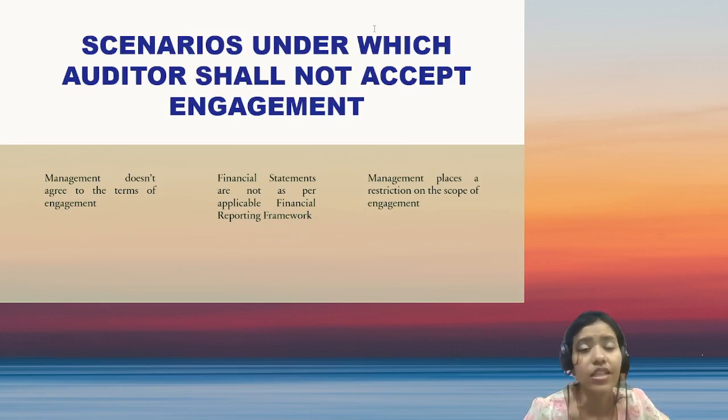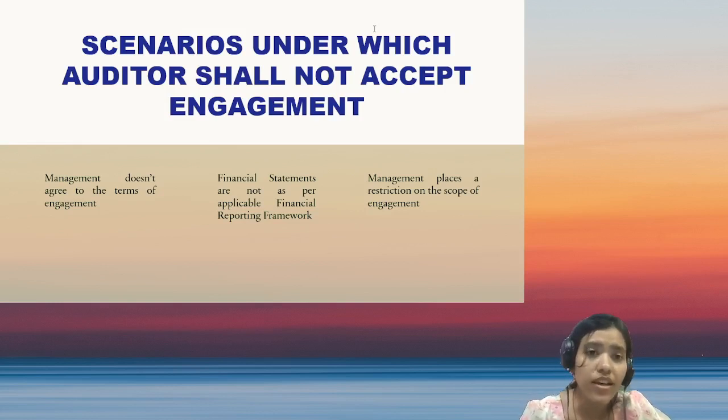Now, first we'll discuss the situations where the auditor does not accept the engagement. So basically, there are three situations where the auditor would not accept the engagement. First, if the financial statements are not prepared as per the applicable FRF. If the financial statements itself are not prepared, on what basis would the auditor work, or how would he work? Or if the management thinks the auditor would prepare that, again, it's a loss for the auditor only. Why would the auditor engage in something like this?